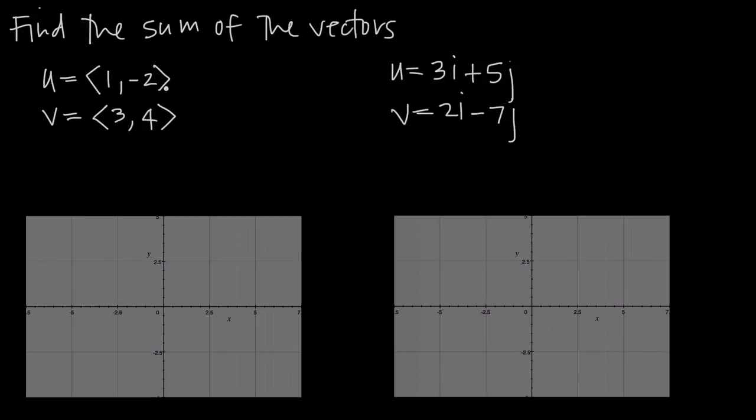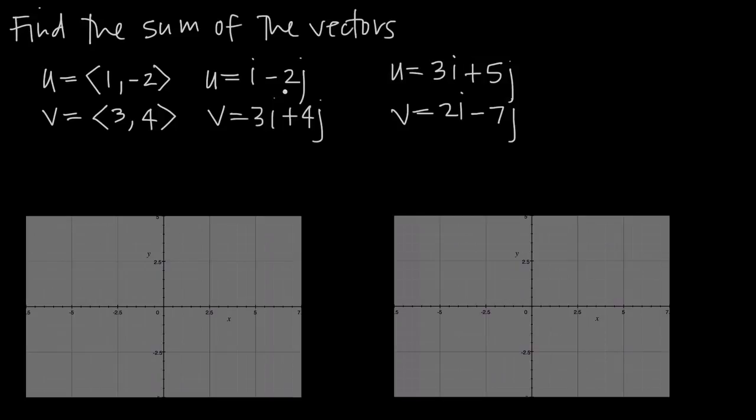First of all, keep in mind that the format of these vectors, we've been given the direction numbers, but this is the same thing as saying u is equal to 1 times i, or just i, plus negative 2 times j, which would just be minus 2j. So this vector u is the exact same as this vector u. We could also rewrite v if we wanted as 3i plus 4j. So you'll see both formats.